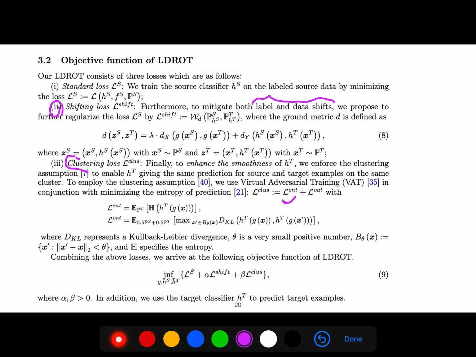So this is the entropy loss, and this is the virtual adversarial training, which is the expectation of the maximum of the KL divergence between the H sub T of G of X and X prime. So as I said, we just have three losses: clustering loss, shifting loss, and the standard loss that we know. The standard loss is just the source classifier.